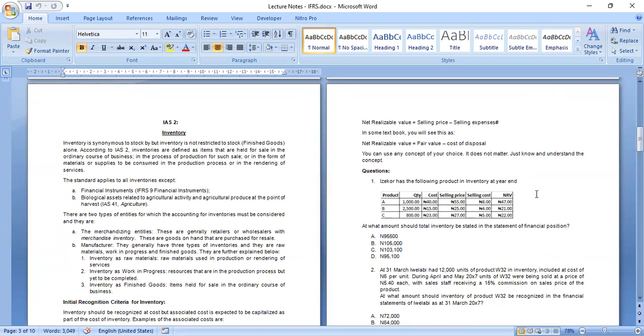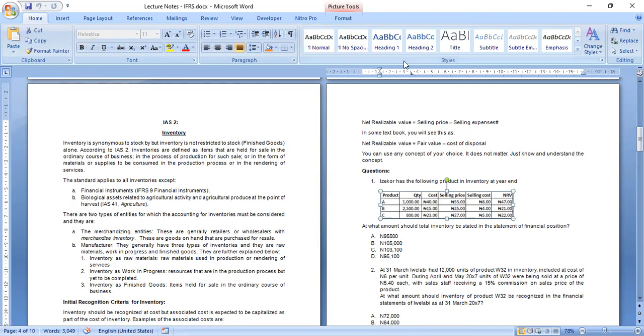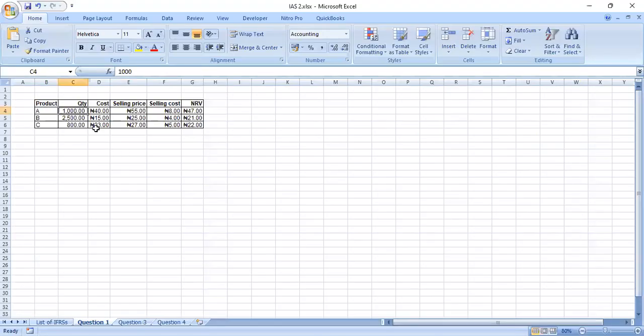So we have question one, which reads thus: Iseco has the following products in inventory at year end. You can see the products that Iseco has. The question says, at what amount should total inventory be stated in the statement of financial position? This table that we have here has been brought into the Excel I'm going to share with you right now, so you can see.